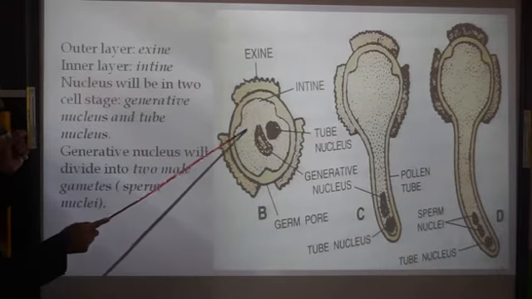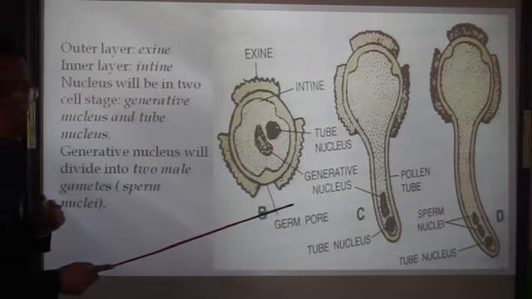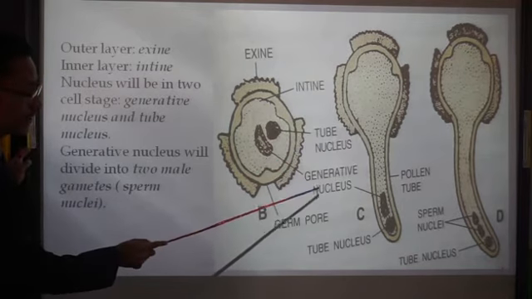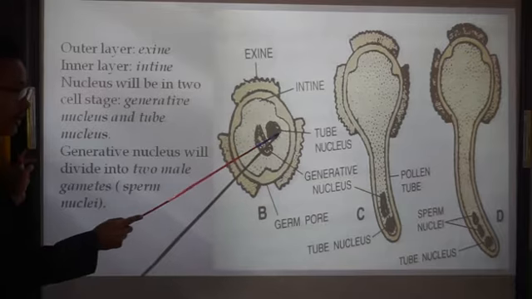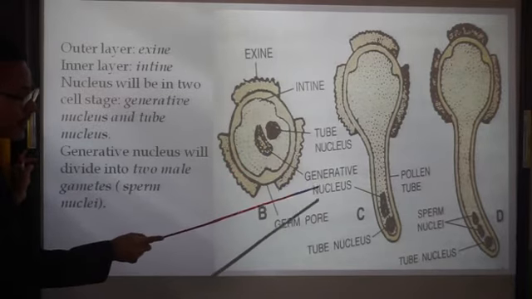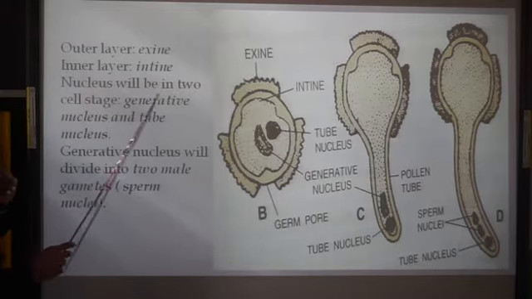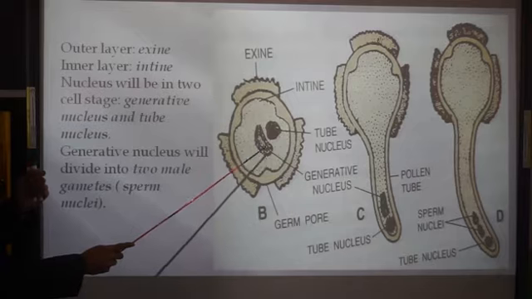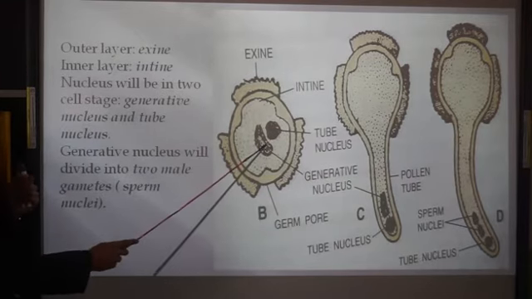So inside the pollen grain, what do we find? We'll find two types of nucleus: tube nucleus and generative nucleus. Clear? So inside the pollen grain we will find the tube nucleus and we will find the generative nucleus. Clear this one? So look over here. The nucleus will be in two cell stages. The first cell stage is the generative nucleus and the second one is the tube nucleus.